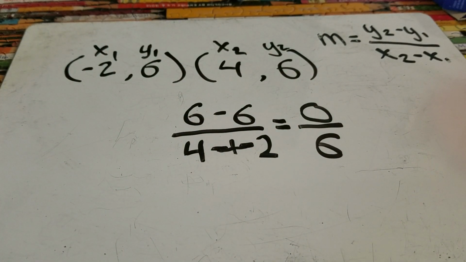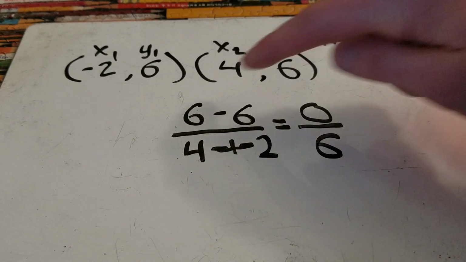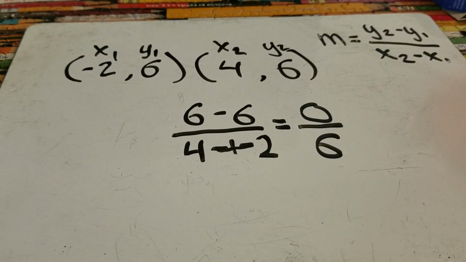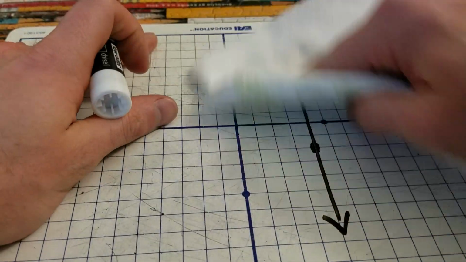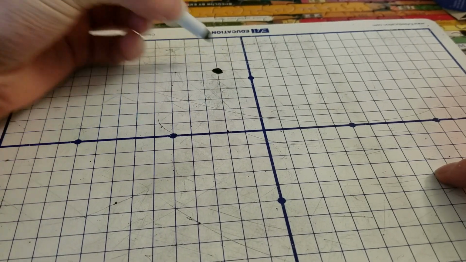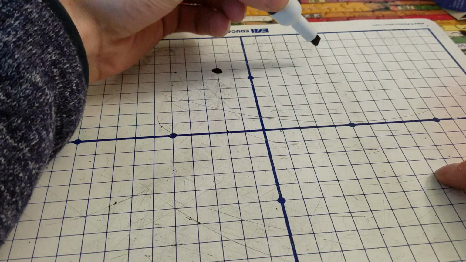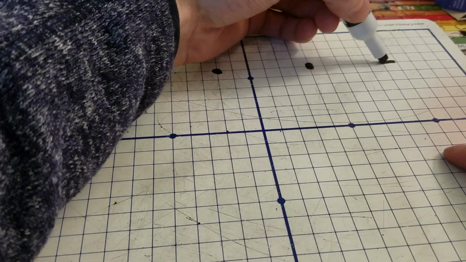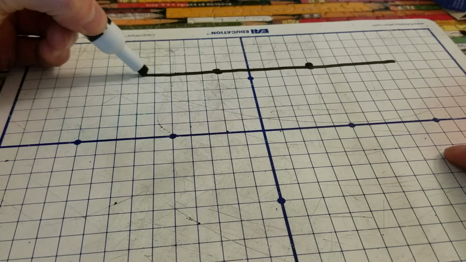So last time I got a 0 in my denominator. This time I got a 0 in my numerator. That means a rise of 0 and a run of 6. To get from this point to this point, I don't have to go up or down at all. I just have to run 6 units to the right. So what that looks like on a graph, negative 2, 6, and 4, 6. Negative 2, 6 is right here. 4, 6 would be right here. What I'm looking at this time is a horizontal line.